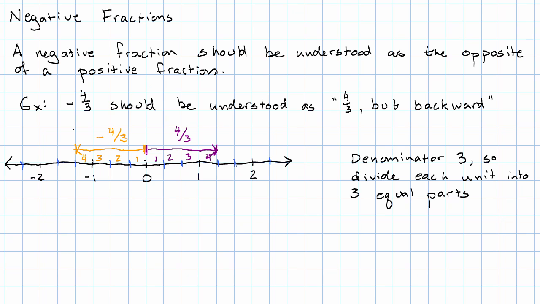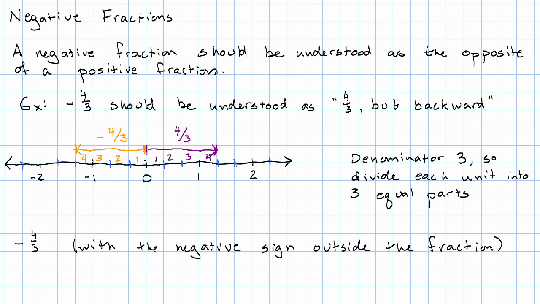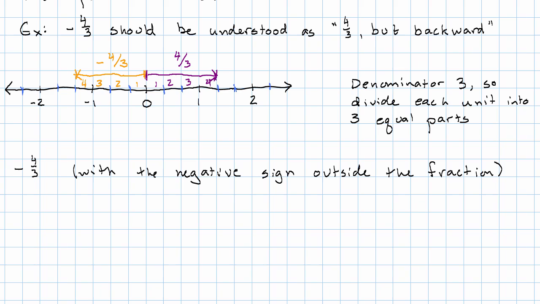Now, notice where I drew the negative sign. I drew the negative sign outside of the fraction. I'm understanding this in terms of division. I'm taking 4 divided by 3 and then taking the opposite of the result. Remember, that fraction bar acts as a grouping symbol.